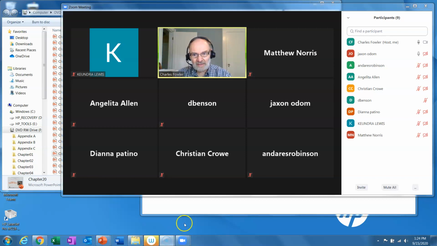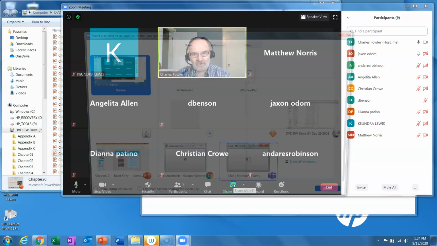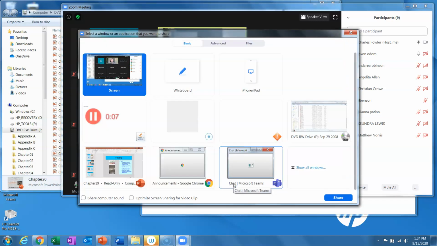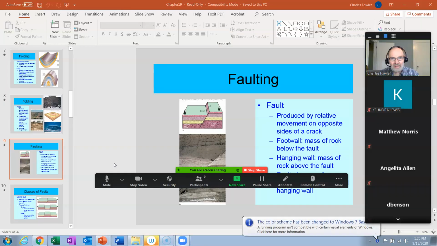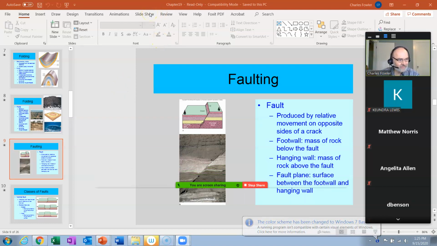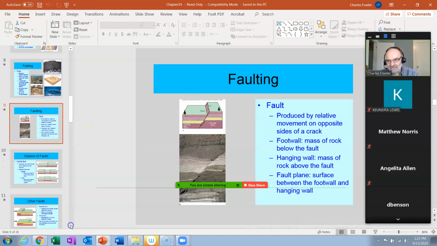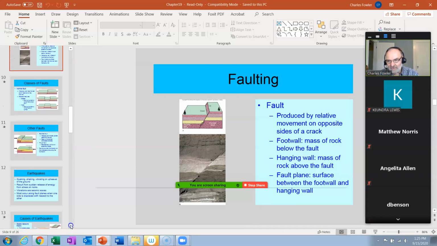Recorder, and now we'll go and get the PowerPoint started. Chapter 19 is where we are now, and we should be on the current slide, I believe. If not, we'll get there. No, we're somewhere past that. We've already talked about faulting, classes of faults, other faults, whose fault.